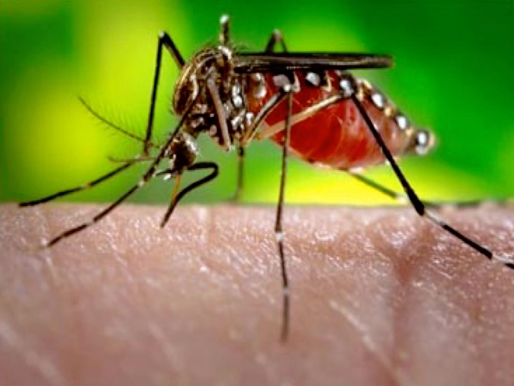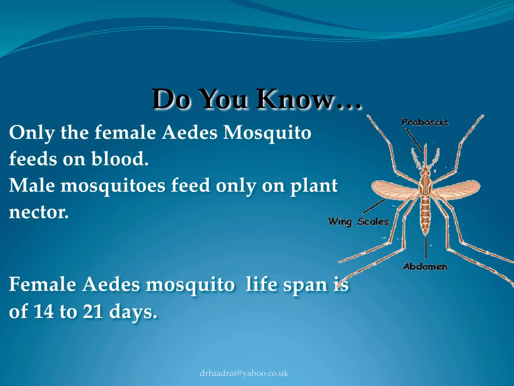This mosquito, which you see in this picture, is a female Aedes aegypti which has fed on human blood. It has sucked human blood, and now you can see the blood in the body of the mosquito. Only the female Aedes aegypti mosquito feeds on blood. This is because they need the protein found in the blood to produce eggs. Male mosquitoes feed only on plant nectar. On average, a female Aedes mosquito can lay about 300 eggs during a lifespan of 14 to 21 days.